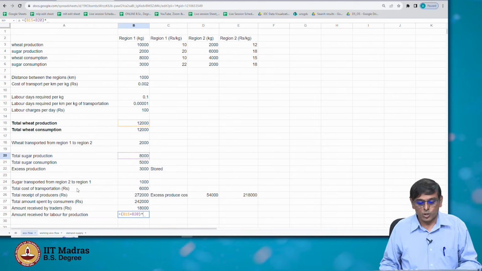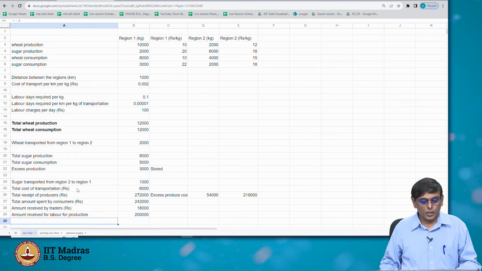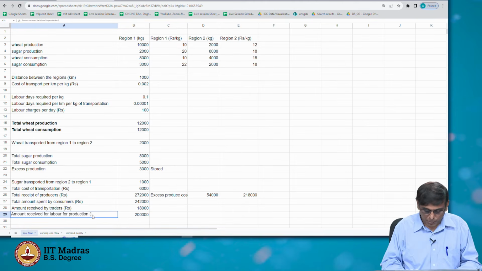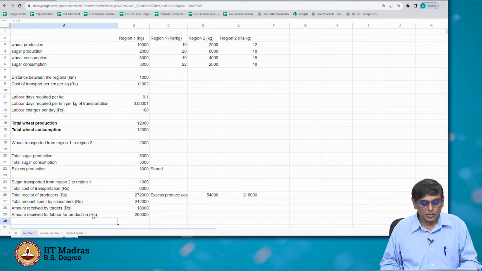So that many kilos of things were produced, and to produce 1 kilo you need 0.1 units of labor. So I am multiplying that, and the cost of labor is 100 rupees per day. Okay. So this is the total cost of labor, and that was received by the people, right, in some sense, who worked on the thing.